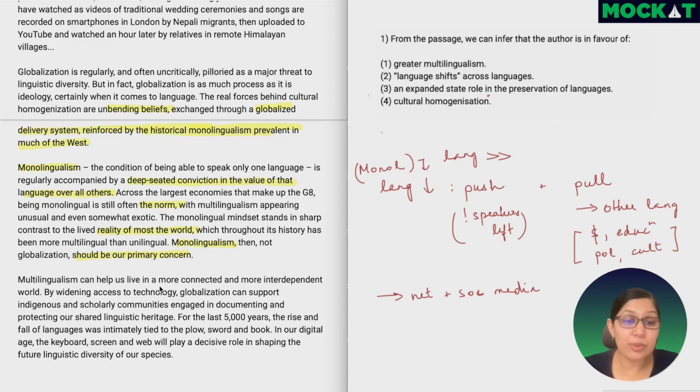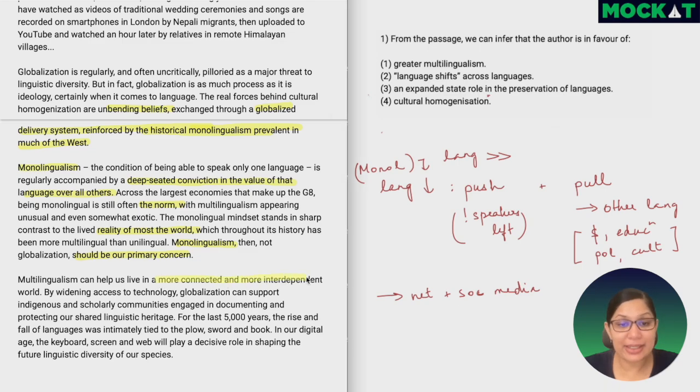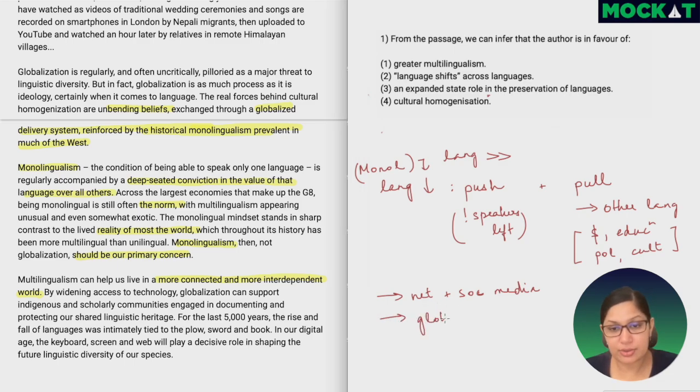Multilingualism can help us live in a more connected and more interdependent world. By widening access to technology, globalization can support indigenous and scholarly communities engaged in documenting and protecting our shared linguistic heritage. So globalization can actually be part of the solution. Obviously, it's not helping on the internet and social media, but it's helping people who are documenting those languages, probably using the internet and social media primarily.